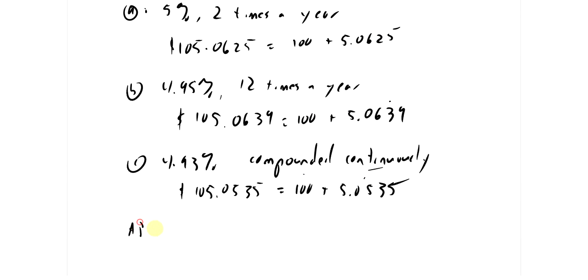Okay, so APY. What's that? Well, if you invested $100, right, and you just did interest at the end of 1 year, what would your interest rate have to be to get you this much? Well, $100 at 5.0625% simple interest for 1 year.